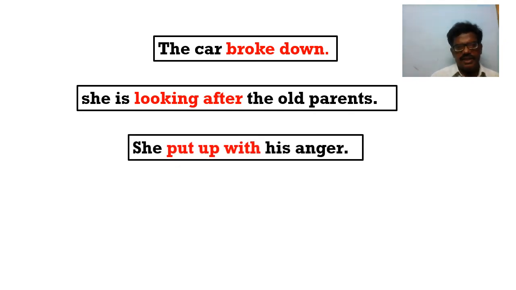Now look at the third sentence. Here the phrasal prepositional verb, that is put up with, is formed with a verb put plus adverb up plus preposition with. But the meaning of put up with is tolerate. This meaning we cannot get from the meanings of its parts. So here also the phrasal prepositional verb is considered to be idiomatic. In this way, phrasal verbs may be idiomatic and non-idiomatic.